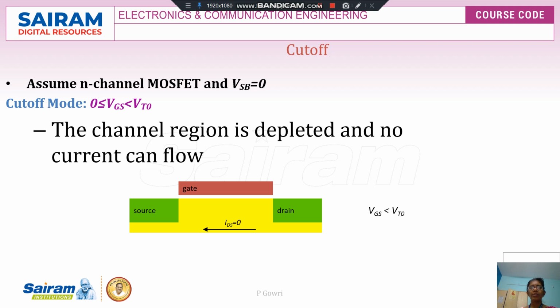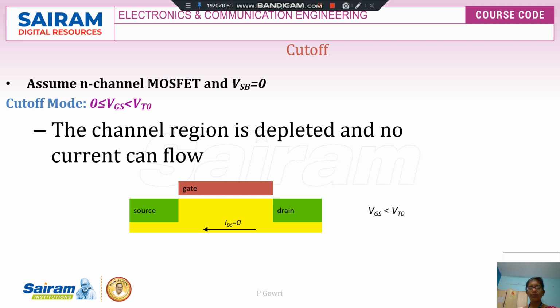So here, this MOSFET can operate in three regions. The first one is the cutoff mode. So cutoff mode is nothing but when, for an N channel, my source voltage is going to be zero, when VSB is equal to zero, and I apply a gate voltage such that it is less than the threshold voltage. So there is no channel formed, and hence there is no current flow. So the transistor is said to be in the cutoff state.